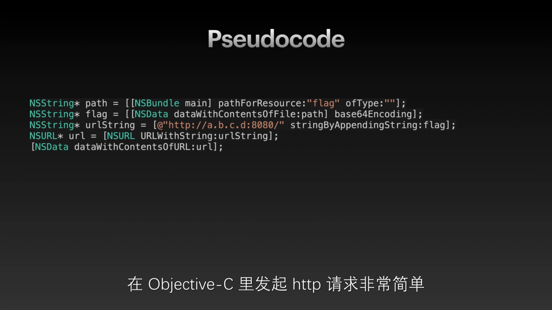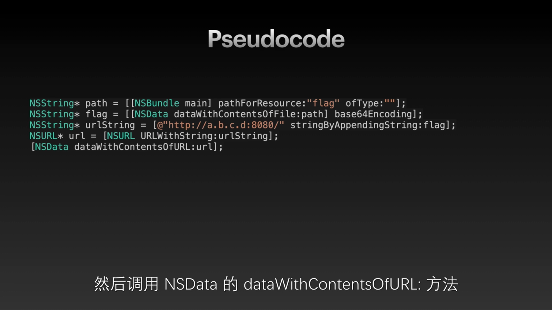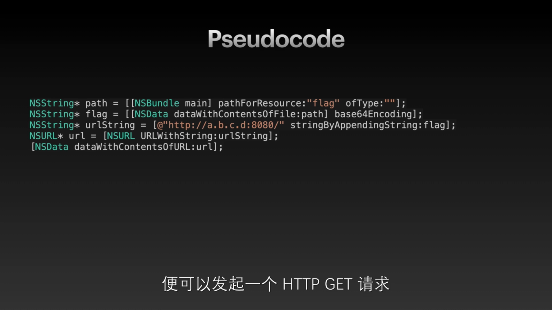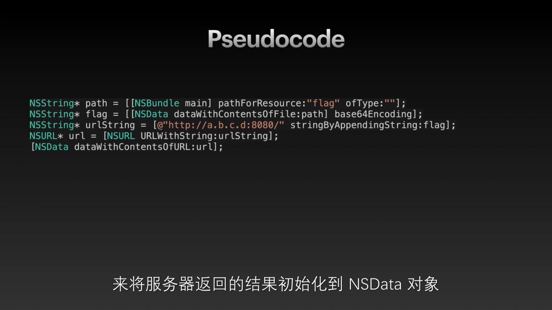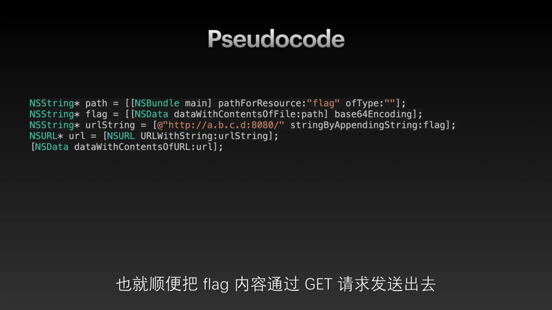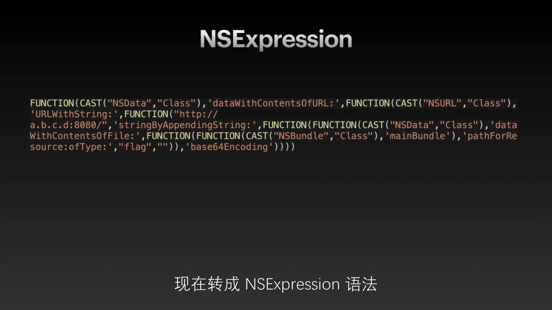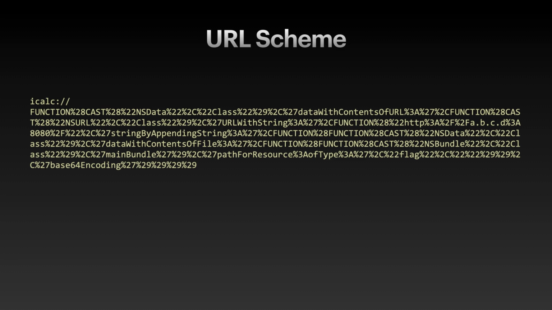It's very convenient to make an HTTP request in the Objective-C runtime. We just use this NSURL and call dataWithContentsOfURL from NSData, and by fetching the content to NSData, we actually send a GET request to the remote server, which will bring the string content of the flag. Now, convert it to an NSExpression syntax. It looks like this. Finally, since we are taking input from URL scheme, we have to encode it to a URL.